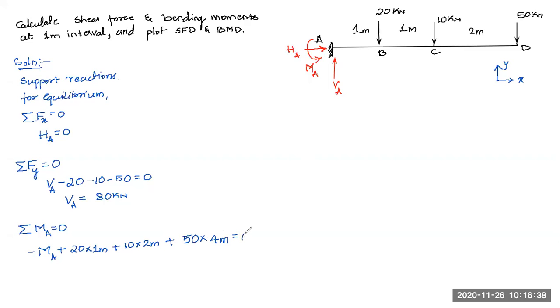So this should result in 0. When you add up all the moments in the beam, it should give you 0. It will give us the value of MA here. So it will be 20 plus this is also 20, 40, plus this is 200. That will come out to be 240 kilonewton meter. Okay, so we got all the reactions at support A, that is VA and MA here. Now we can go for calculating the shear force and bending moment.